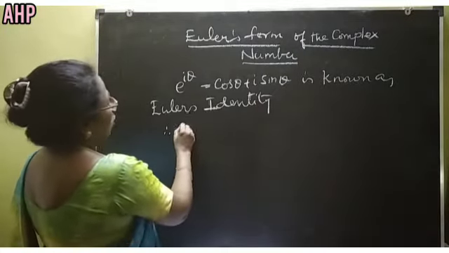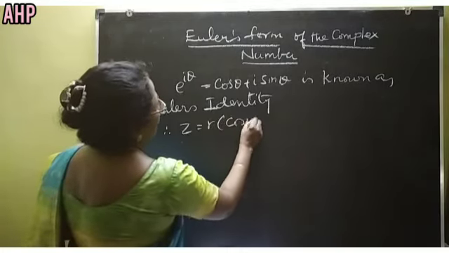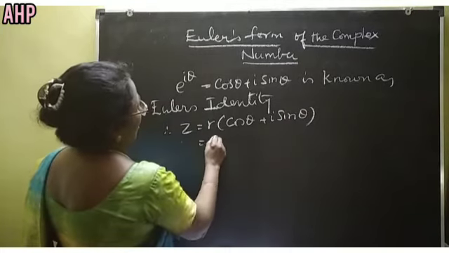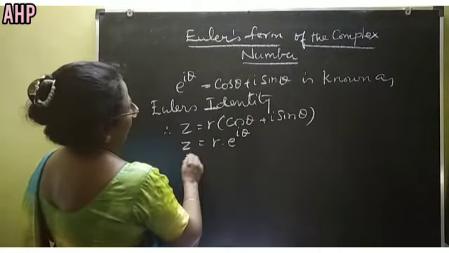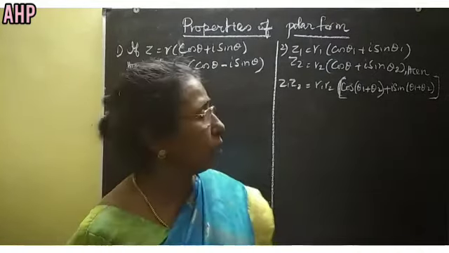Therefore, our polar coordinates z is equal to r into cos theta plus i sin theta can be written as r into e power i theta. Now let us see a few properties of a complex number.